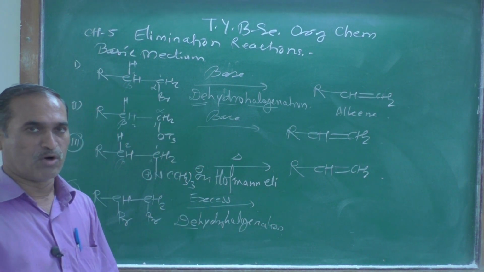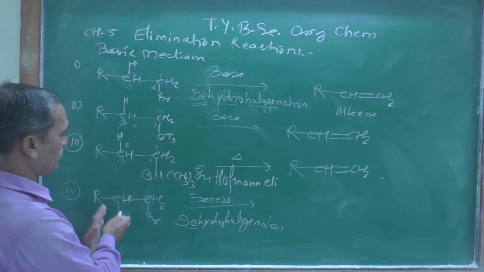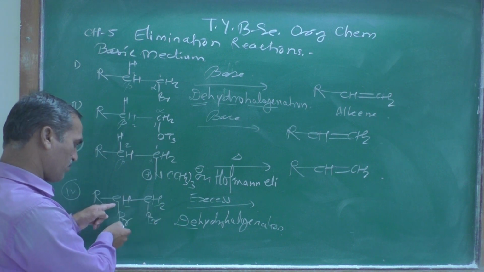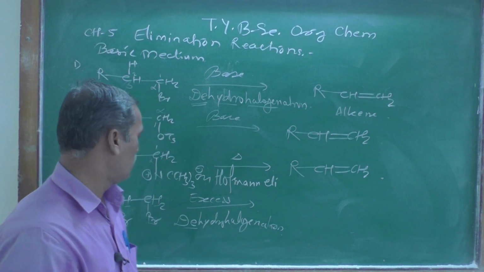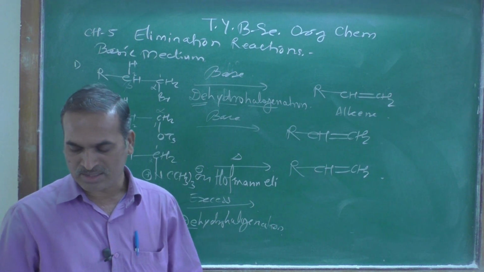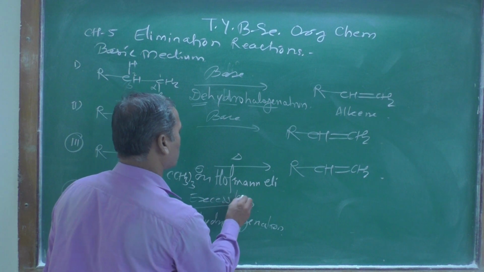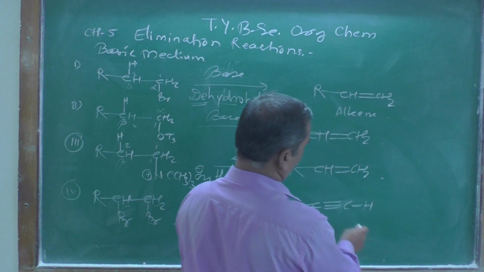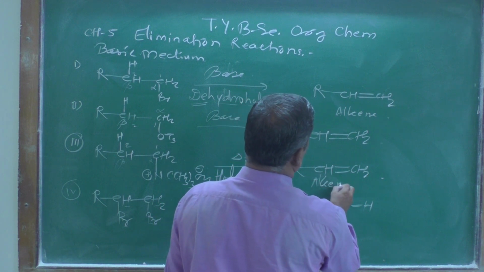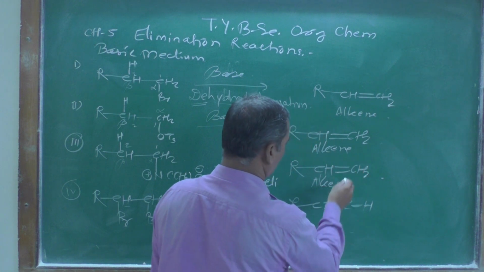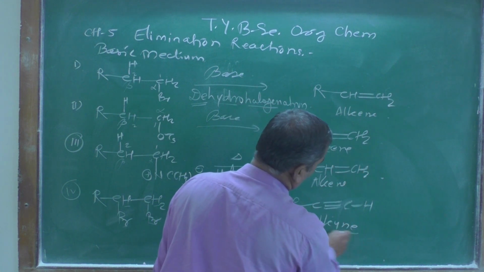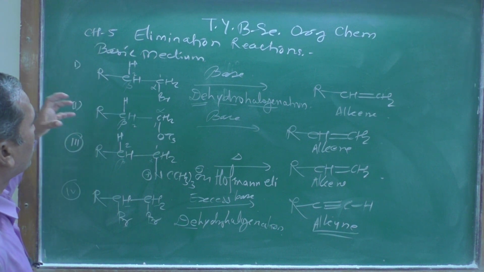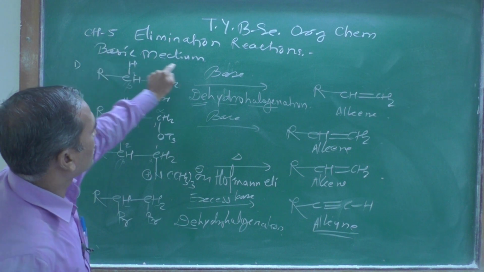Dehydrohalogenation means removal of hydrogen and the halogen atom. One hydrogen from here and Br from here, one hydrogen from here and Br from here. That type of two-molecule removal, because we are using an excess amount of the base over here, and therefore you are going to get the product RC triple bond CH. The earlier ones are alkene formation, an olefin we can call it, and this is the alkyne formation, right? So in this way we have seen four kinds of reactions taking place in a basic medium.